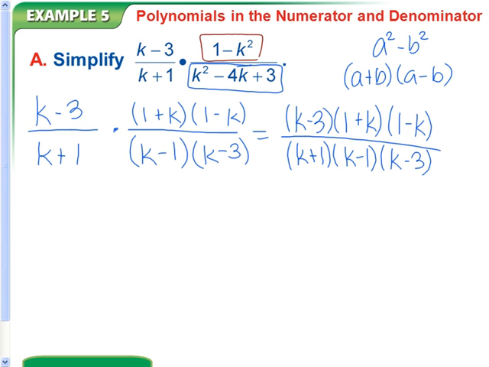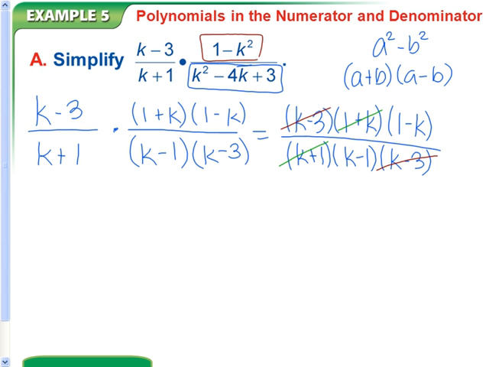So that's what it would look like when you multiply them together. You'd put everything next to each other. Then you can start canceling some things out. So I see a k minus 3 and a k minus 3. A k plus 1 and a k plus 1.